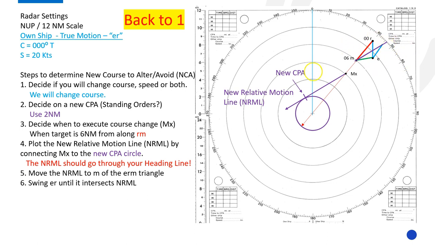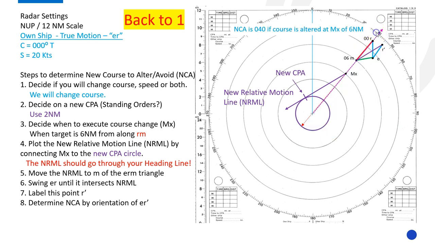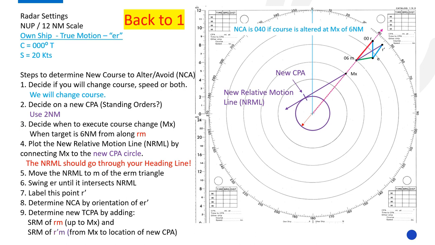I'm going to label this spot R prime. That tells me this is a new R for a new direction, but our speed is the same. If I want to know what that direction is, I put my triangle there and bring it to the center, and this time I'm going in this direction. That would be a new course of 040, if I alter course at an MX of 6, creating a desired CPA of 2 nautical miles. So that's pretty good.